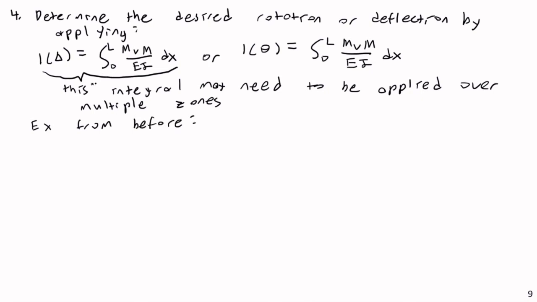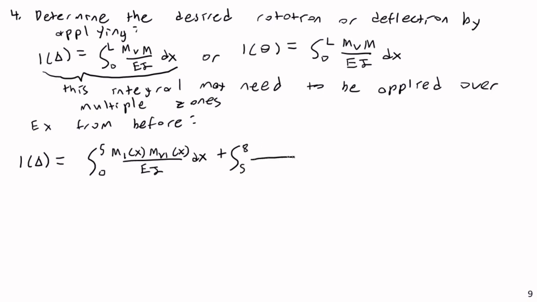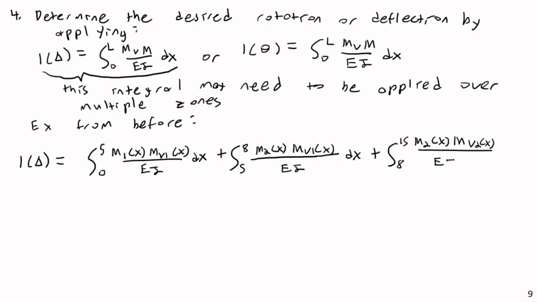In the example from the previous slide, thankfully we can just add these together because this is an energy consideration. So I would have my 1 times delta at some joint, and this would equal the summation of 3 integrals. The integral from 0 to 5 of m1 of x, mv1 of x over EI dx, plus the integral from 5 to 8 of m2 of x, mv1 of x over EI dx, plus the integral from 8 to 15 of m2 of x, mv2 of x over EI dx.